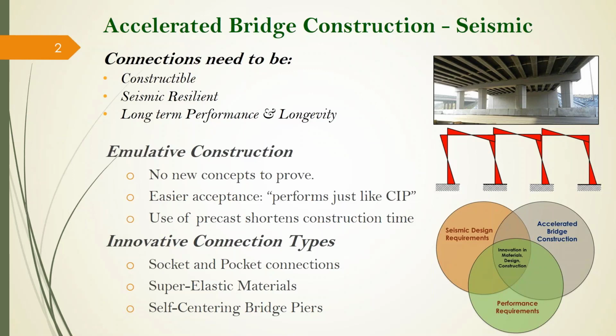Commonly, we are all familiar with emulative construction type. Those are the cast-in-place type that has been used for years. But when we get to ABC and precast, it becomes challenging how to have a connection that does emulative type of construction behavior that's prescribed in the code. We are also talking about innovative connection types that are used for meeting seismic resiliency and functionality after a major earthquake. Those are socket and pocket connections, super elastic materials, and self-centering bridge piers.